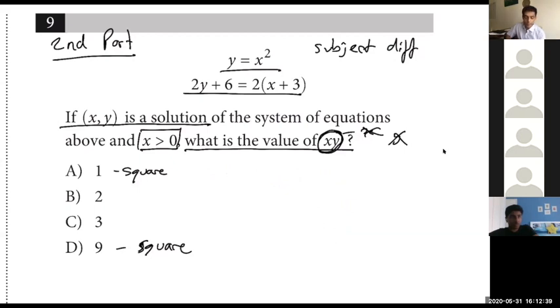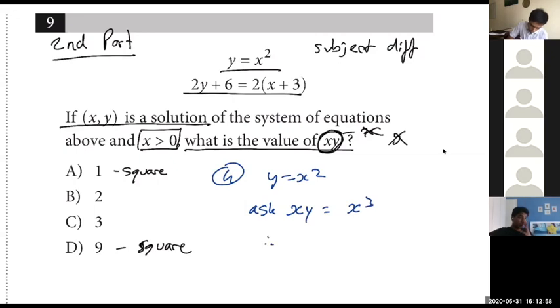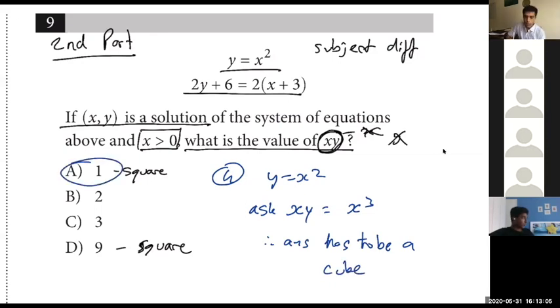y is equal to x squared. So you substitute it into the xy equation, and then the answer you get must be a cube. So from the options, 1 is the only cube. So if y equals x squared, the ask is xy, which is equal to, if we sub this in, x cubed. Therefore, the answer has to be a cube, and 1 is the only cube. So there we go, an even shorter approach. Thank you so much, everybody.